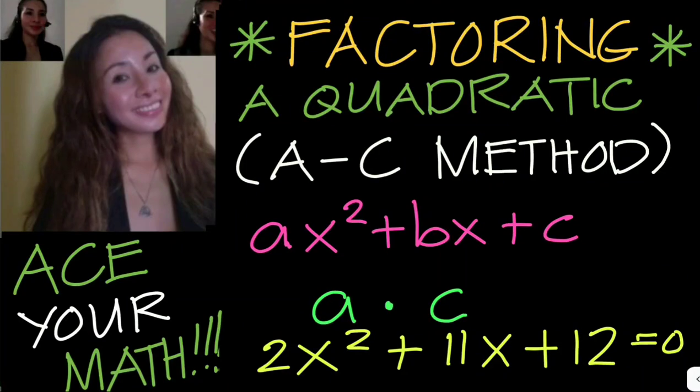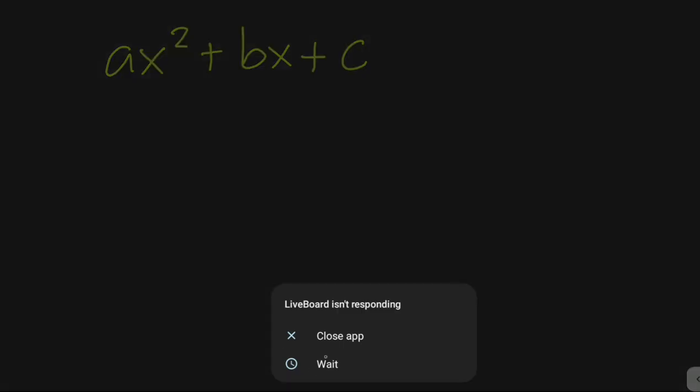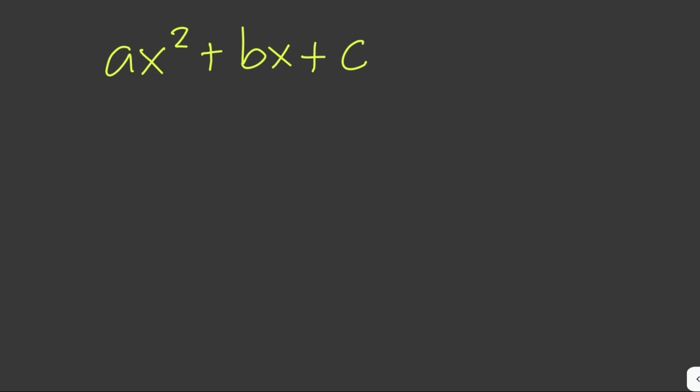In this video, you will learn how to factor quadratic equations using the AC method. A quadratic function is a function with a degree of 2, which means that the highest degree, or the highest exponent, is equal to 2. There are several ways to factor quadratic equations, but in this case, we will use the AC method.